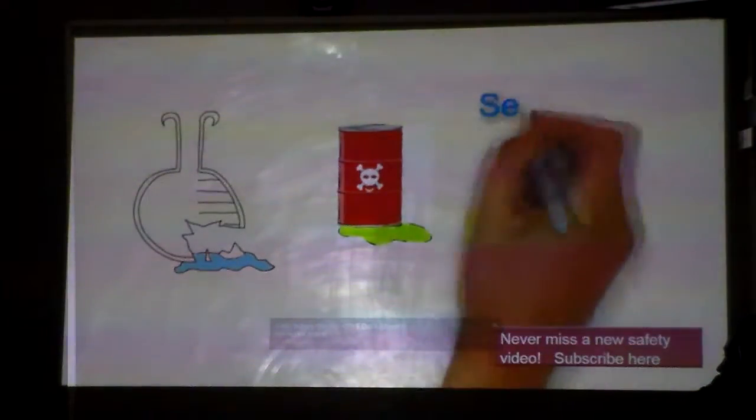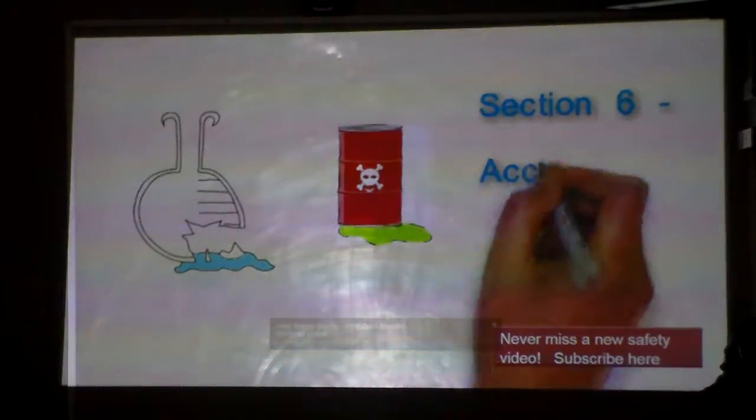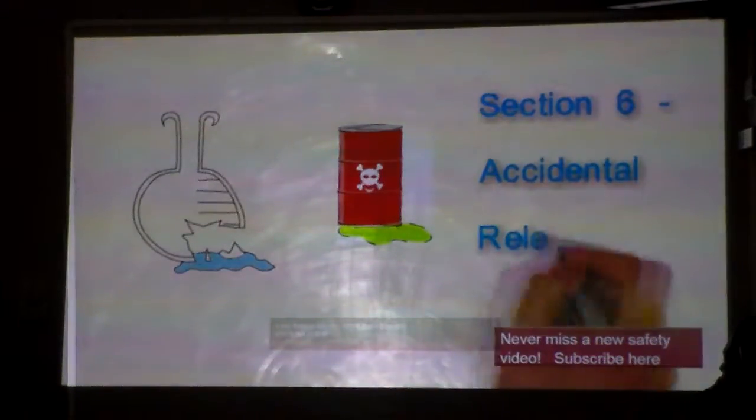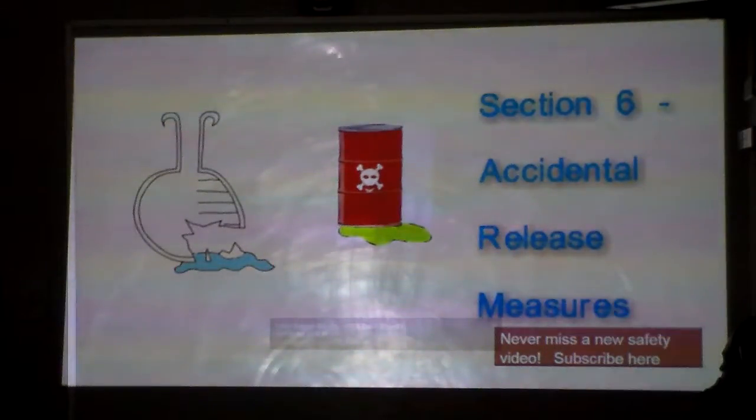If the product is accidentally spilled or otherwise released from its container, how do we clean it up? What materials can we use? And how do we dispose of everything properly? Should we wear masks or gloves? Eye protection? All this should be listed under Section 6, Accidental Release Measures.